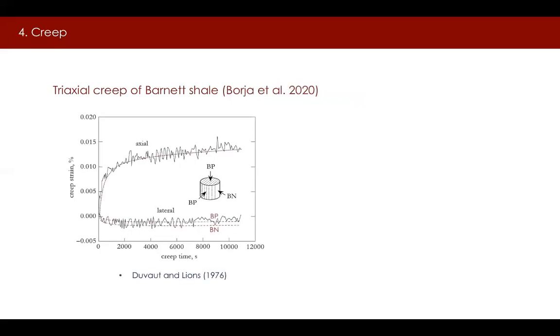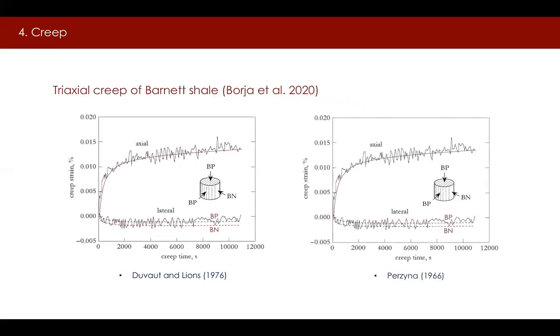Here are the simulation results based on the Duvaut-Lions formulation, and the simulation results based on the Perzyna formulation. Observe that the simulations make a distinction between bed normal and bed parallel lateral strains, whereas the experimental data did not differentiate between the two. We see that the two viscoplastic formulations yield nearly identical results.